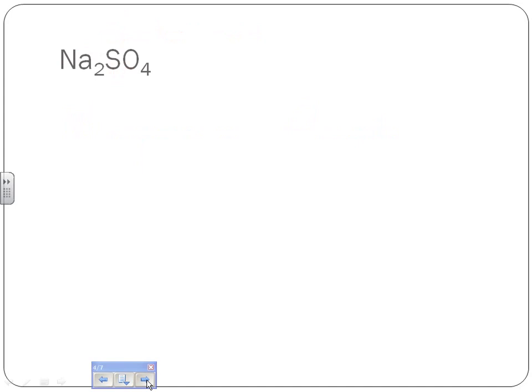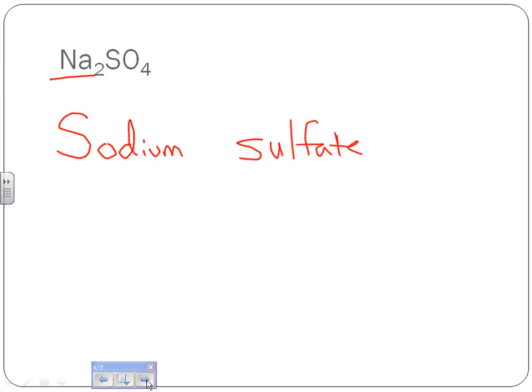What about Na2SO4? Well, we're going to follow the same rules because that first piece, Na, is a metal. We just saw previously that Na is sodium, so we're going to stay with that as the first part of the name, sodium, and we don't need a Roman numeral since sodium's not a transition metal. SO4 is the formula for the polyatomic ion sulfate. So the name of this compound, Na2SO4, is sodium sulfate.